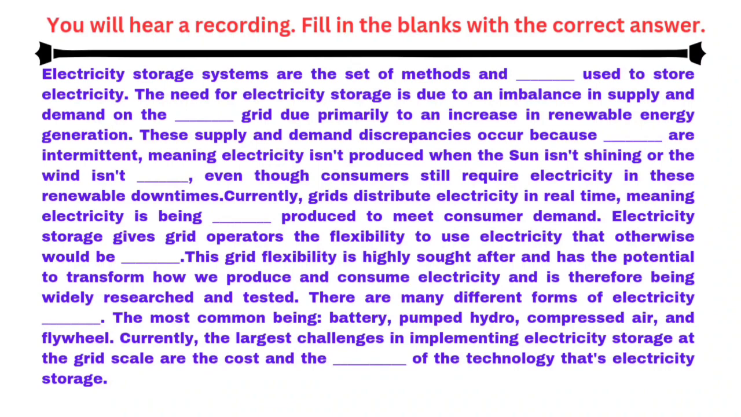There are many different forms of electricity storage, the most common being battery, pumped hydro, compressed air, and flywheel. Currently, the largest challenges in implementing electricity storage at the grid scale are the cost and the infancy of the technology that is electricity storage.